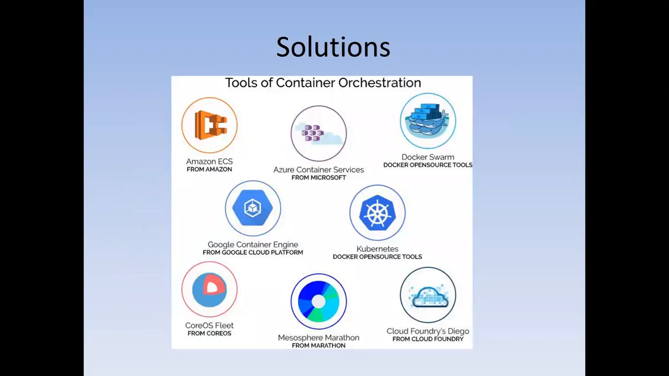Now in the market, do we have only Kubernetes? No, there are n number of orchestration tools available. So you have Amazon ECS, Elastic Container Service. You have Azure Container Service, and then you also have Docker Swarm, which is again from Docker. You have GKE from Google Cloud Platform, and then there's the open source tool Kubernetes, and then you also have CoreOS Fleet, and the list is very big. So you have Mesosphere, Cloud Foundry. Some of them are open source, some of them are enterprise editions. OpenShift from Red Hat, which is again a Kubernetes enterprise edition. So these are some of the orchestration tool solutions.